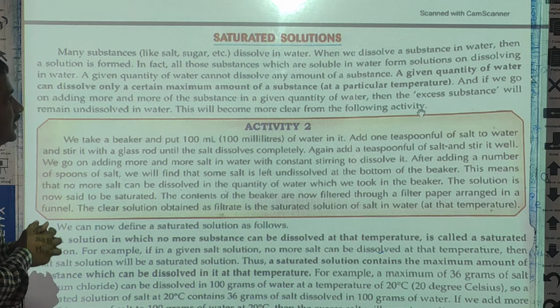Some of the dissolved substance will separate out as solid crystals. So at that time some solid crystals form at the bottom of the solution. So this is about the saturated solution.